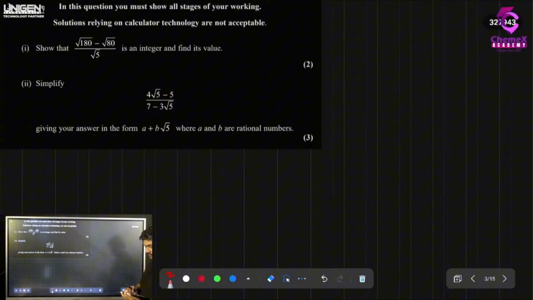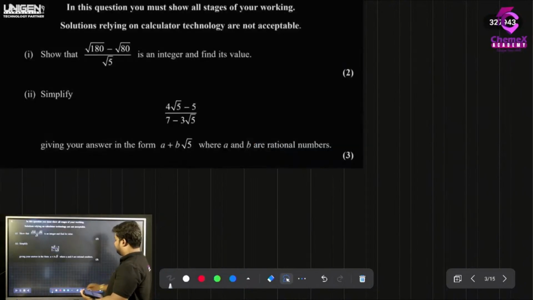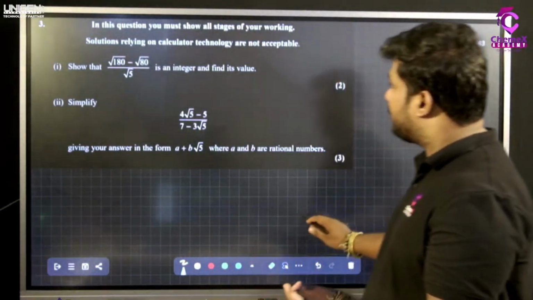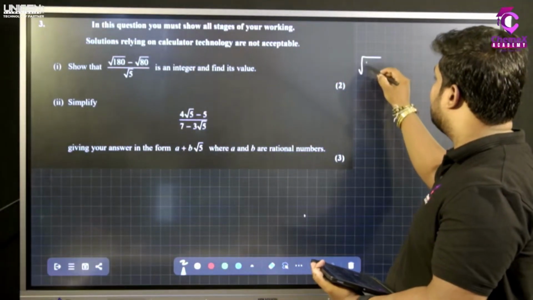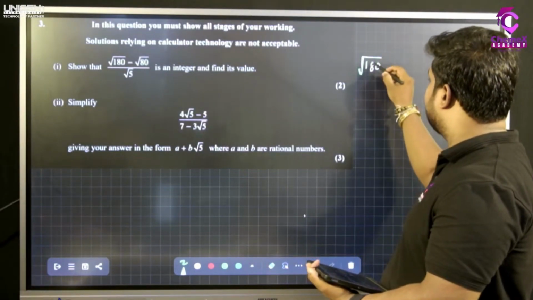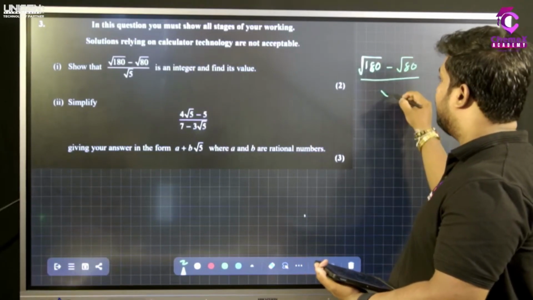Okay, coming to the third part. Always round the figures when you get them. So the third one is about roots. Just let me make it larger for you. So how do you do it? Root 180 minus root 80, divided by root 5.